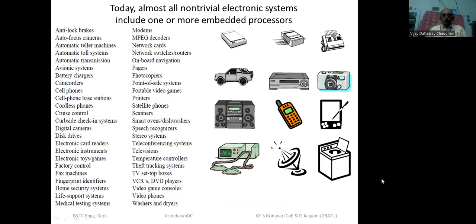Those are incorporating embedded processor, which contains a specific code to get the work done from that device. And you can see here many devices are there: autofocus cameras, automatic teller machine, automatic toll system, cell phone base stations, cordless phones, cruise control, disk drivers, electronic card readers, home security system, life security system, portable video games, network cards, TV, VCR, DVD player, video phones likewise.